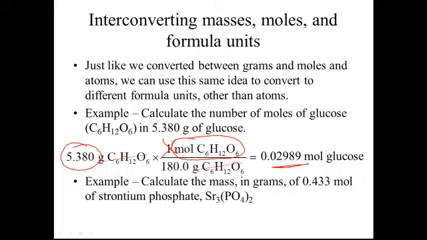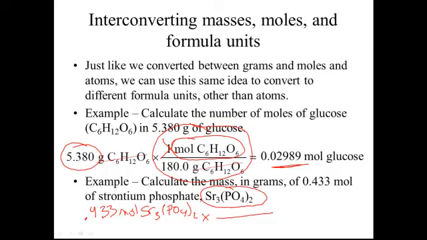Now, here we'll do this one first. It says calculate the mass in grams of 0.433 moles of strontium phosphate. So in this case, we're going backwards. We've got 0.433 moles of Sr3(PO4)2, and now we want to cancel moles. Notice how we set up this one. In the last one, we wanted to cancel grams, so we put grams on the bottom. In this case, we want to cancel moles. So first of all, we need to figure out the mass of Sr3(PO4)2.